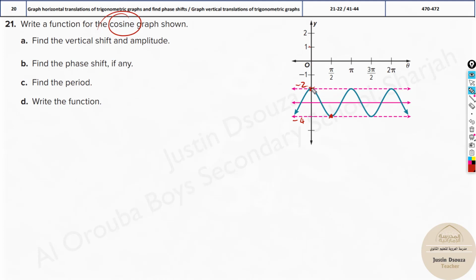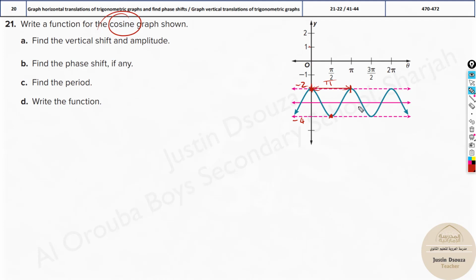Now, period is what? From peak to peak, when it starts repeating itself. You can see from here, it finishes one complete rotation. Then it repeats itself. So the period is from peak to peak, that is pi. From peak to peak, it's pi.